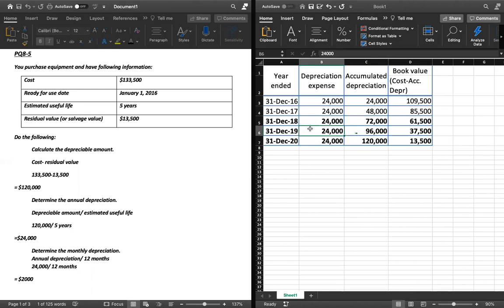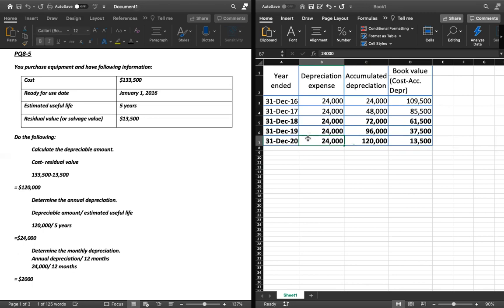Next, we have December 31st, 2019. Same thing again here. It is one full year, so our depreciation expense is $24,000. Our accumulated depreciation is our $72,000 plus $24,000, which will give us an accumulated depreciation of $96,000. And again, to get our book value, we will just take our cost minus our accumulated depreciation, which is $133,500 minus $96,000.